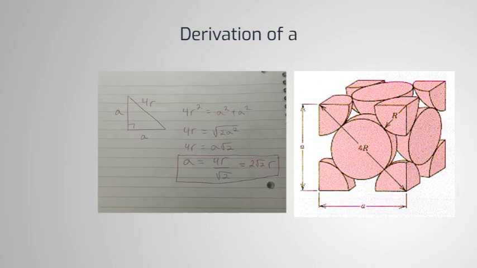The derivation for a is much simpler than that of H. As we see, the diagonal in this FCC structure is equal to 4 times the radius. So using the Pythagorean theorem, we can find that (4r) squared equals a squared plus a squared, otherwise known as 4r equals a radical 2, where a equals 4r over radical 2, or 2 radical 2 r.